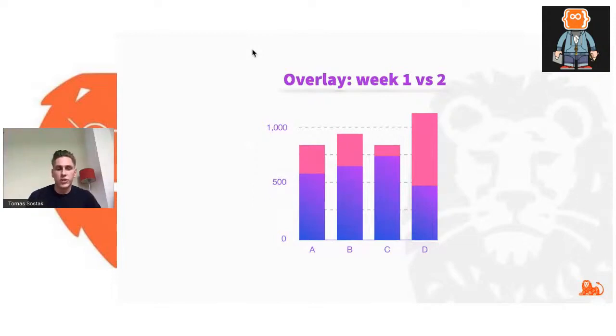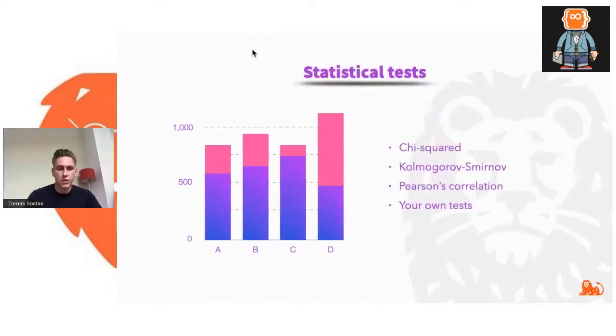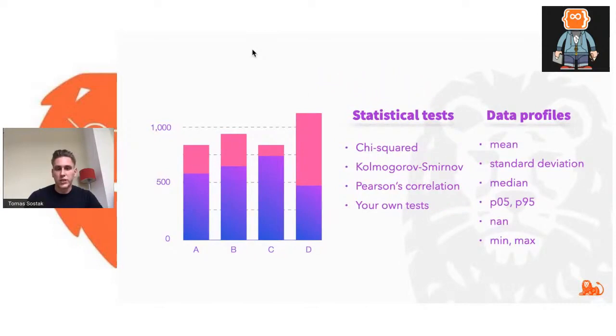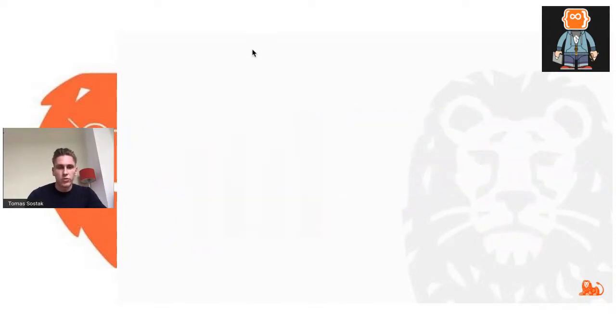And how do we measure this difference? How do we make it more tangible? We apply a bunch of statistical tests. In this case, chi-squared, Kolmogorov-Smirnov, Pearson's correlation. We have many more tests, and with the help of the Popmon package, you can implement your own tests very easily because you have an interface of histograms, and basically you can apply any of your favorite tests on those histograms. Also, we get the same data profiles described before, the mean, standard deviation and the others.